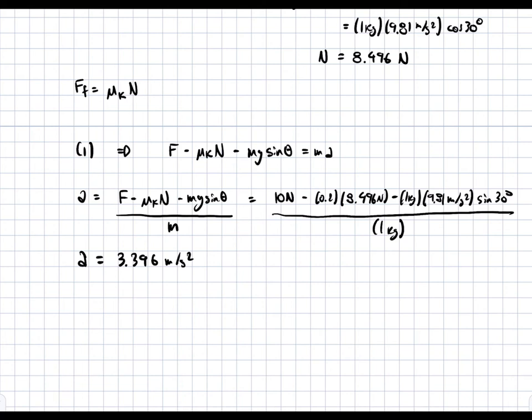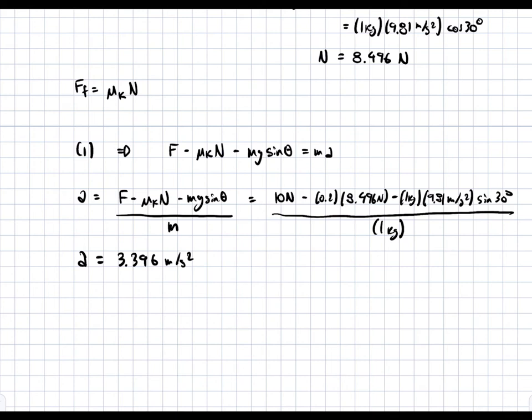All right, now that we have the acceleration of the block, we can find the time taken to travel the distance of 3 meters, okay? So this acceleration is going to be constant throughout the whole system because the force is constant, and all the forces are constant throughout this whole motion.